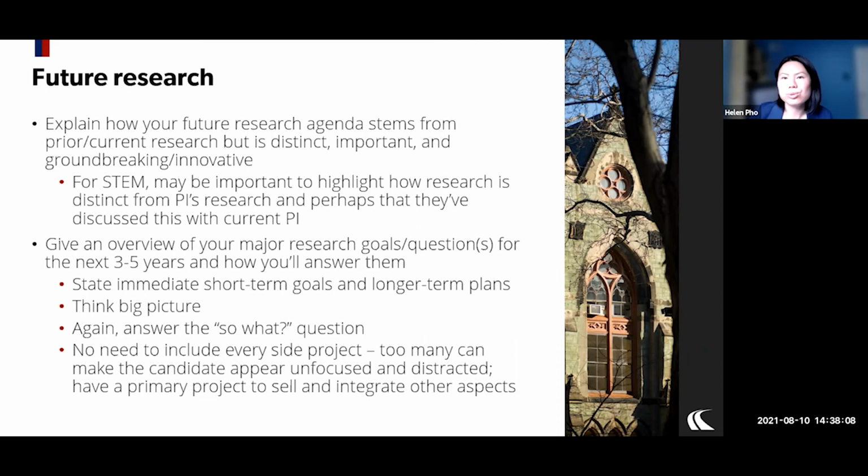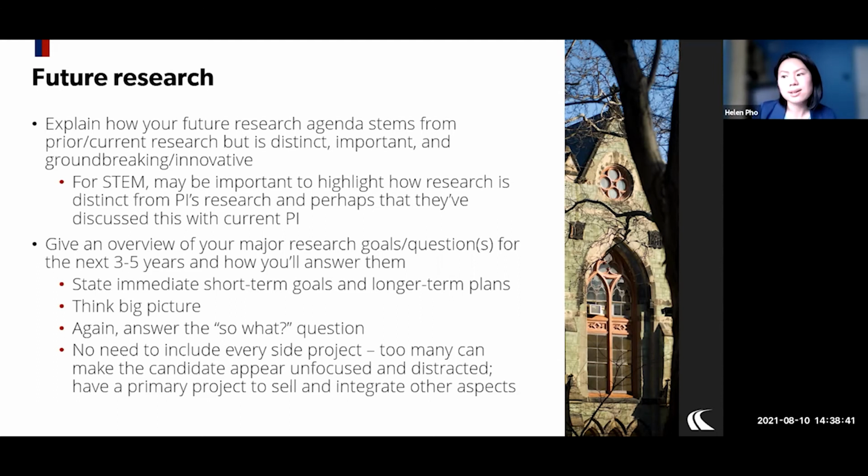In regards to actually spelling out, providing an overview of those major research goals and questions for the next 3 to 5 years, it's important to be clear about how you're going to address and achieve those goals and answer those questions that you're proposing. So the time frame that I have here is about 3 to 5 years. I would say that's a good timeline of research to include in a research statement.